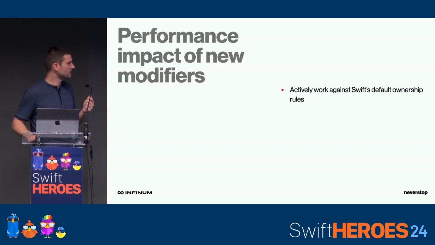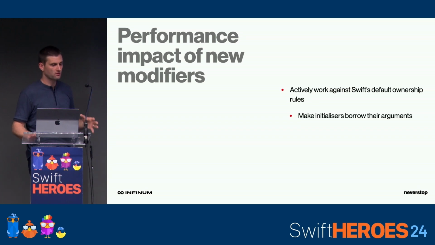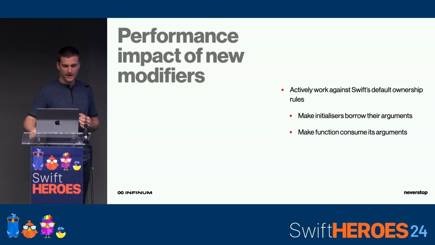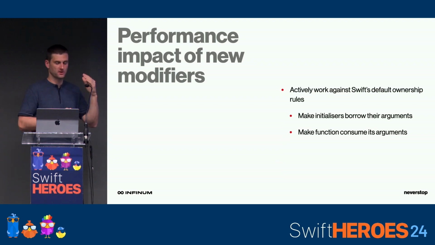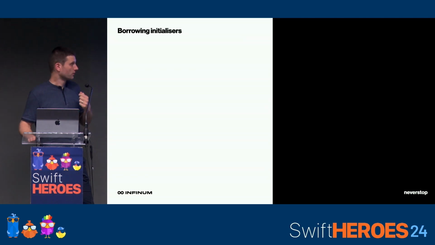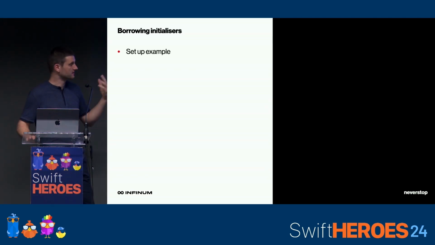And in order to show you the difference, what we'll do now is actively work against Swift's default ownership rules. To do so, we will create an initializer that doesn't need ownership of its arguments, so it will not store it, basically. And we will create a function whose body consumes arguments, so it will store it somewhere. So a function that consumes, which conflicts with the default convention, and an initializer that doesn't consume, which again conflicts with the default convention.